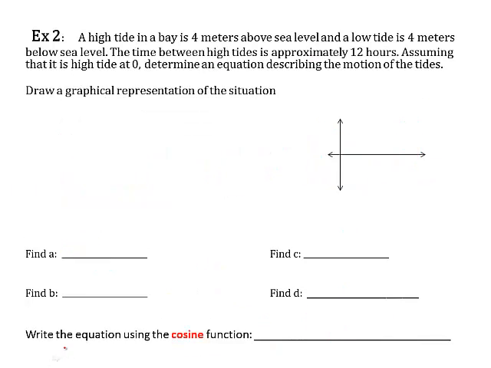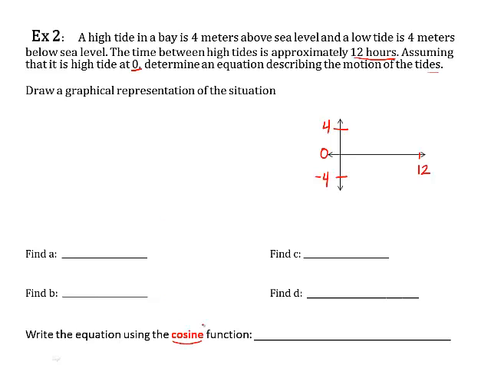Let's try this one. A high tide in the bay is 4 meters above sea level and low tide is 4 meters below sea level. So if 0 is sea level, high tide's at 4, low tide's at negative 4. The time between the tides is approximately 12 hours. So it takes 12 hours for the cycle. Assuming that it's at high tide at 0, determine an equation describing the motion of the tides.